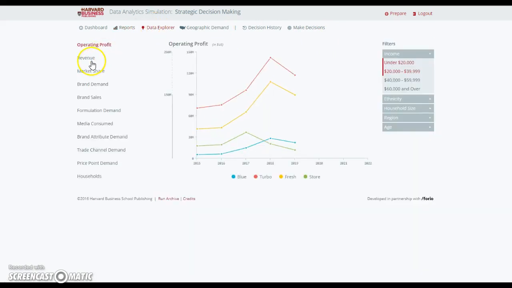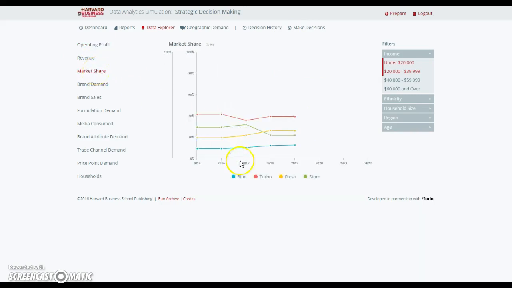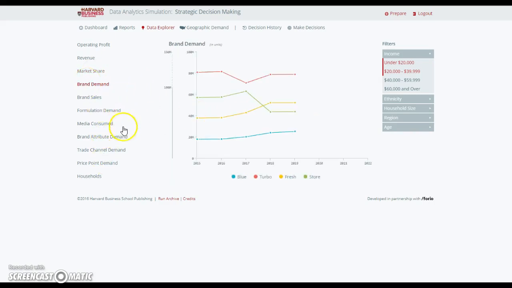We can go into the Data Explorer. You can see the next year is coming up here, so we can see how the whole market went. So we actually went down, but all the rest of them also went down. We can look at market share. It looks positive. We're going up. But we're still the one with the lowest market share, brand demand, and so forth. So this is a place where you can start analyzing it.